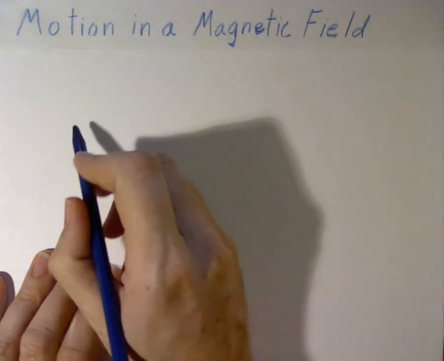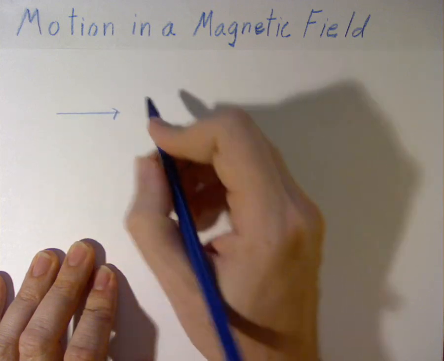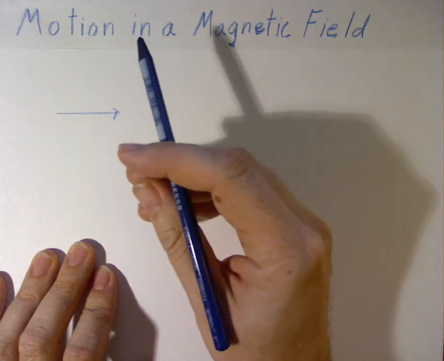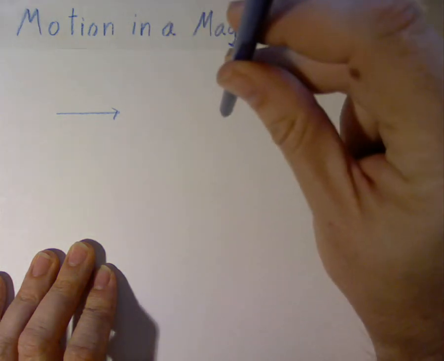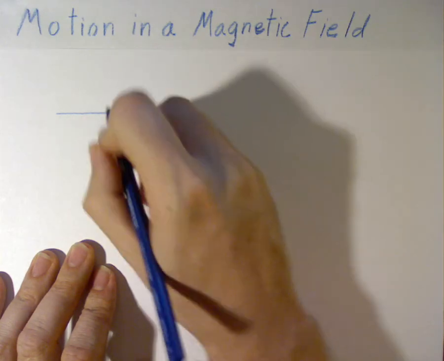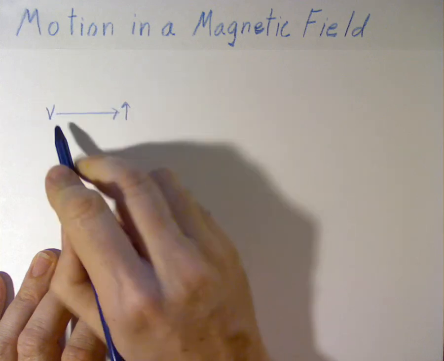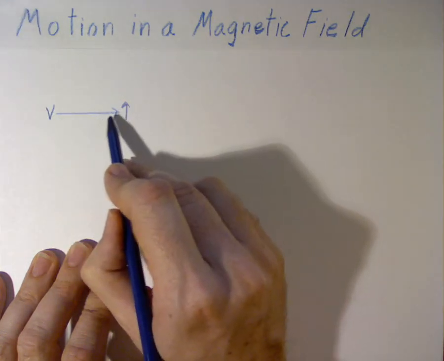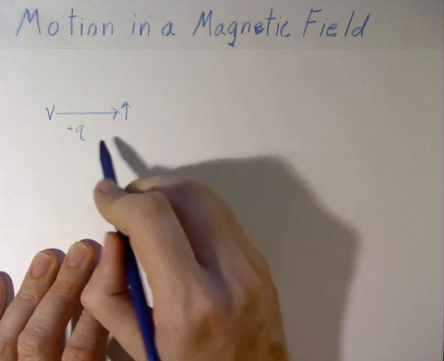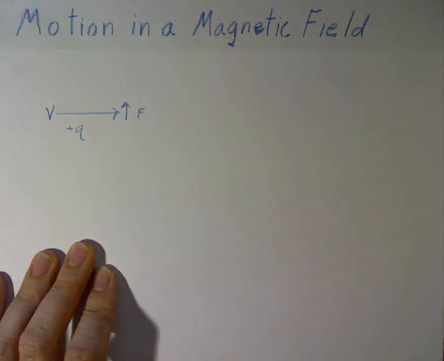When we have a charged particle move in a magnetic field, we get a curved path. This is because when a particle of some charge moves perpendicular to the magnetic field, here I'm going to let the magnetic field be down into the page, we get a force acting on it perpendicular to its motion. Here we have its velocity, a charged particle, positive charge, and it gets a force perpendicular to it.